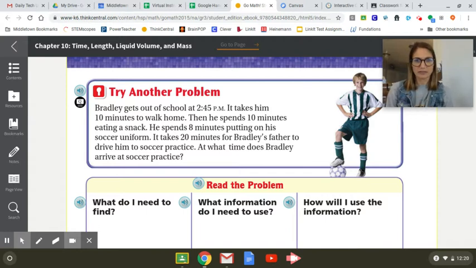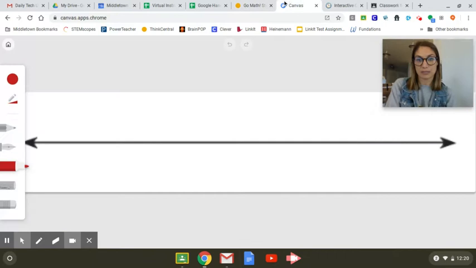So what do we need to find here? Well, it's asking what time does Bradley arrive at soccer practice? We have our start time, which is what time he left school, and then we have all the stuff he did in between, and we need to figure that end time. What time does he get to soccer practice? The information that's going to help us is that 2:45 when he left school, the 10 minutes to walk home, the 10 minutes to eat a snack, 8 minutes getting ready, and 20 minutes driving there. So we're going to use a number line again to help us solve this. But this time, since we know our start time of 2:45, we're going to be counting forward.